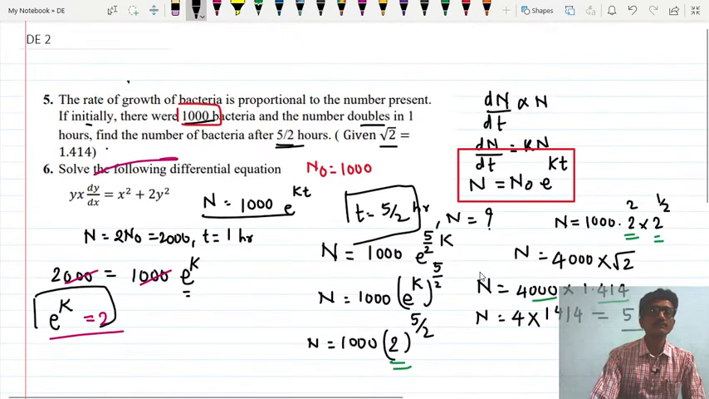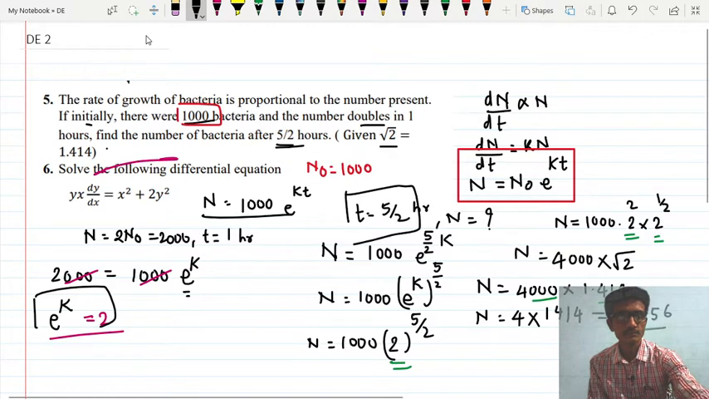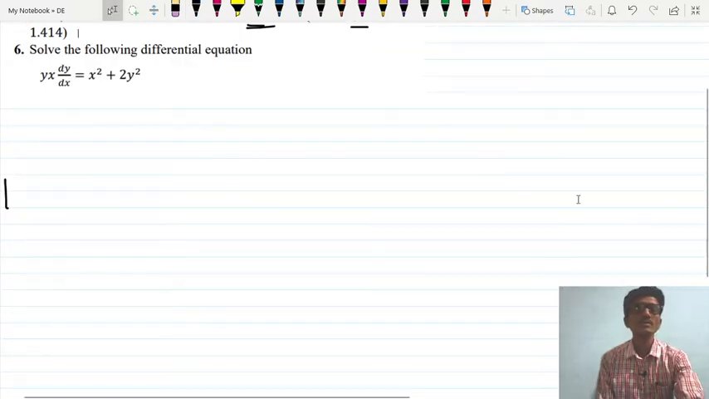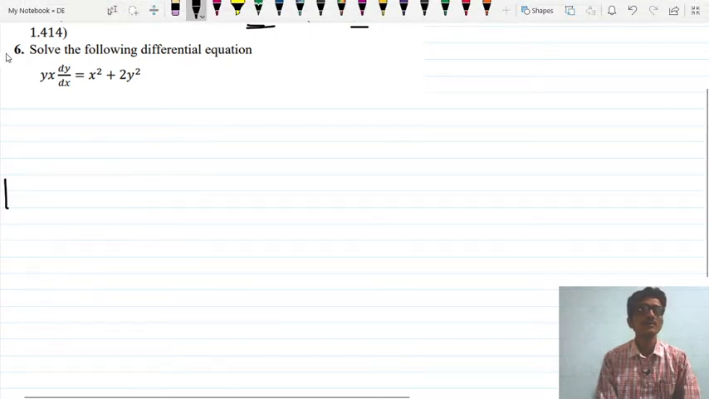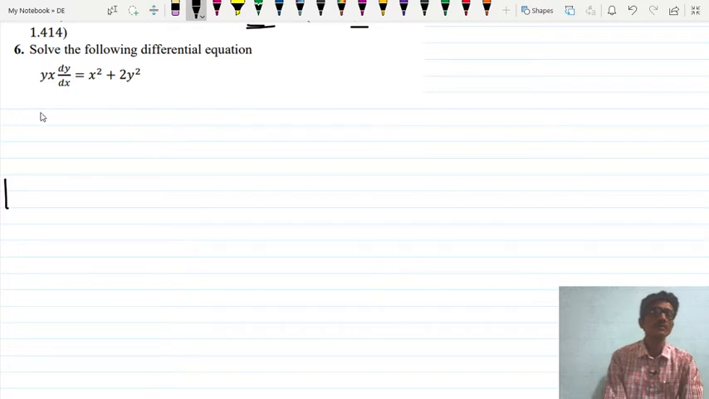Next question. Solve the differential equation. Here is question number 6. Solve the differential equation. Here it is a homogeneous differential equation. Yes, it is a homogeneous differential equation.